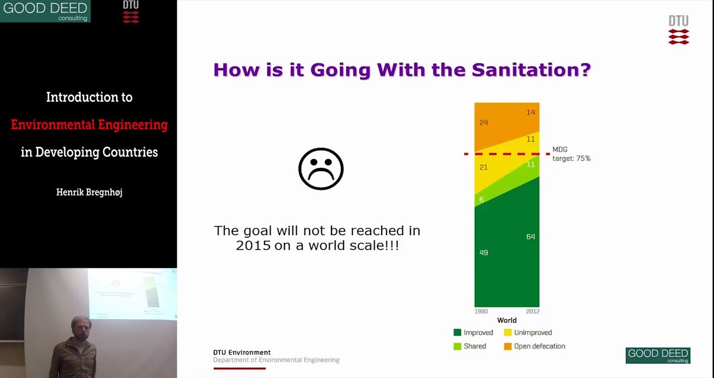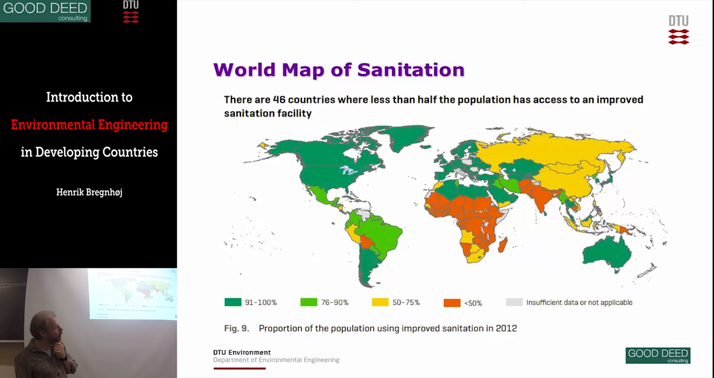And as you see here in 2012, the green one should have reached that 75%, but it's not going to do it in 2015. And if we look at the world map, a few more countries are now added on the poor list. Red is the place where less than 50% has access to good sanitation. And yellow is where between 50 and 75, so less than 75% has access to it. And that involves a lot, like China and Russia, Mongolia here. And you can see India fell down into the red group.